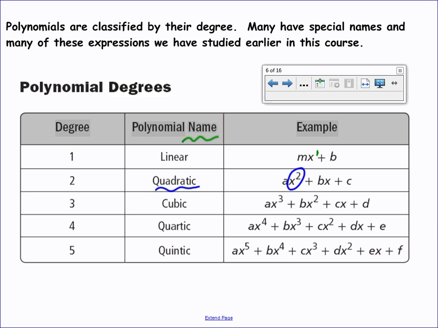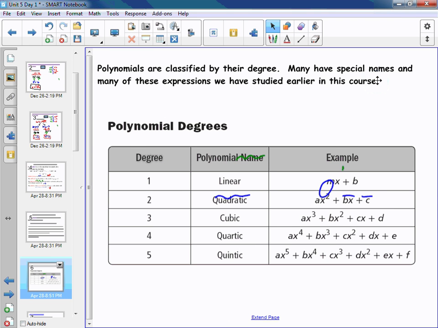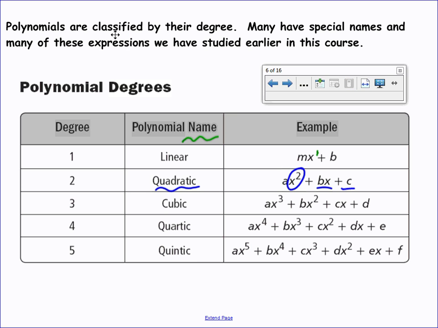A quadratic polynomial may or may not include this x term or a constant term. However, the fact that it's an x squared as my highest exponent, that is what makes it a quadratic polynomial. A cubic polynomial has an x cubed as its highest exponent. It may or may not have these other terms. It might not have an x squared term at all, or it might not have an x term at all, but if it has a cubed term as the highest exponent, then it's a cubic polynomial.